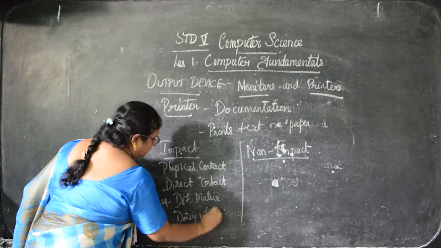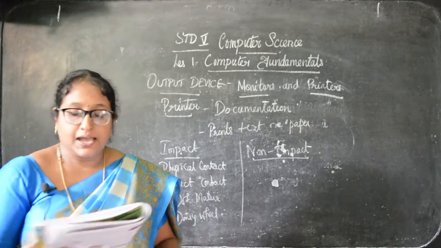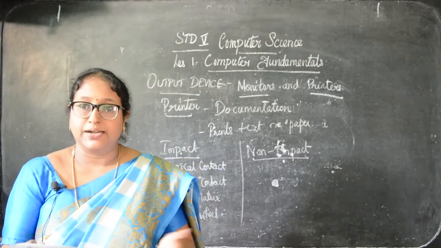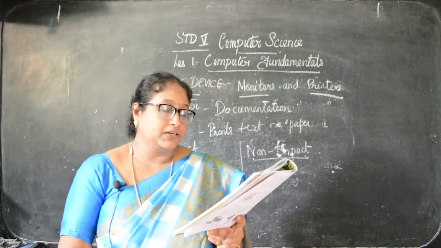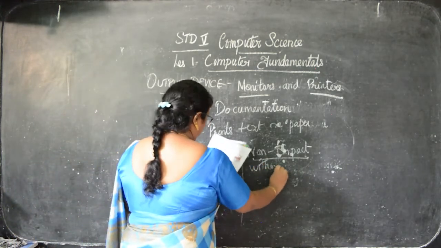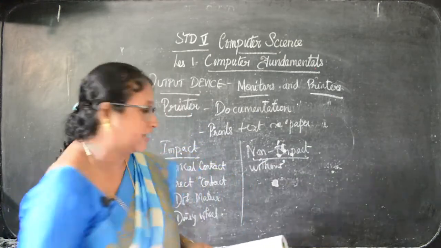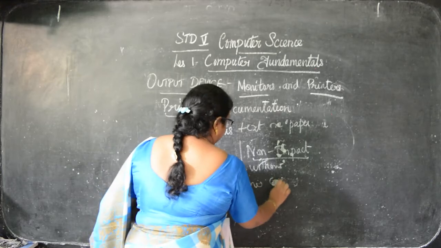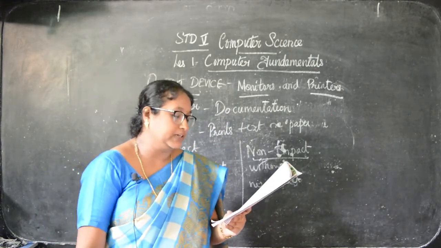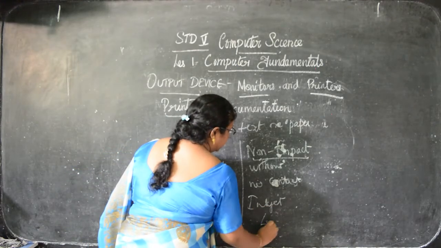How do you understand this? What is impact, children? That is, there is a physical contact. So it is used for the documentation and direct contact with it. That is, printing takes place. Example, dot matrix and the daisy wheel. Now non-impact, in which printing is done without any physical contact. Okay, children. And there is no contact between the printing component and the paper. Okay. And for this, examples of non-impact printers are inkjet and the laser printers.